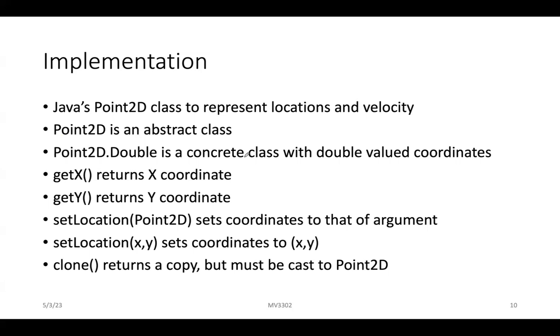Now, the implementation. First, I'm going to talk about Java. I don't have a slide for the Python one. That's my bad, but there is a corresponding one. In Java, there is a Point2D class, which turns out to be a lot more useful than the old Point class. It's got a weird construction. Point2D is actually an abstract class, and it has two concrete implementations, Point2D.Float and Point2D.Double.